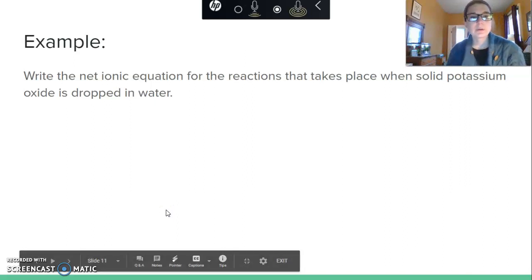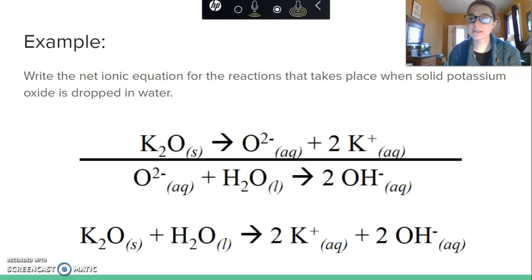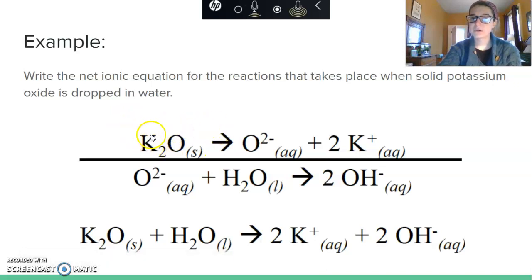Here's an example. We want to write the net ionic equation for reactions that take place when solid potassium oxide is dropped in water. The first thing I want to write is the reaction of potassium oxide splitting up into its ions. To balance charges, K has a +1, O has a -2. We crisscross to make our potassium oxide formula. It's going to dissociate into O2- and 2K+.